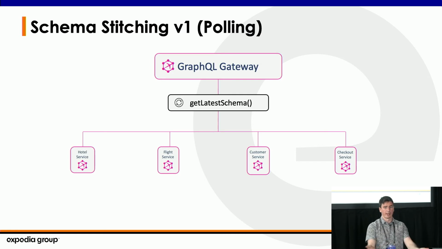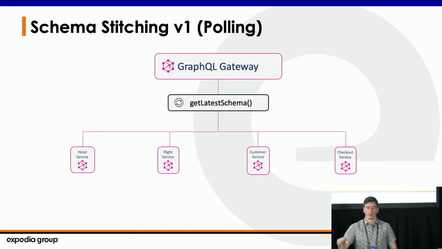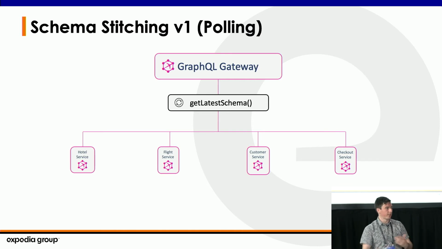So we could just hit that endpoint and say, hey, give us your latest schema. What's your schema right now? And we just ran that on a polling operation, and we'd update if we noticed there were any changes. We just update the GraphQL gateway schema, and we just expose that as the new master schema.